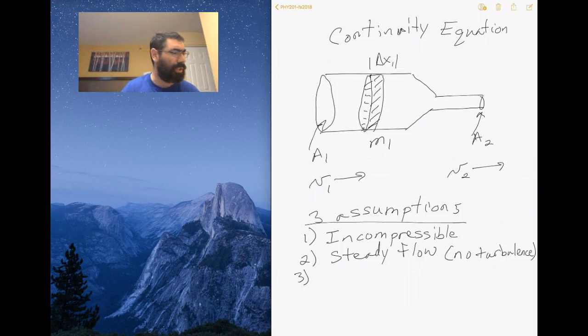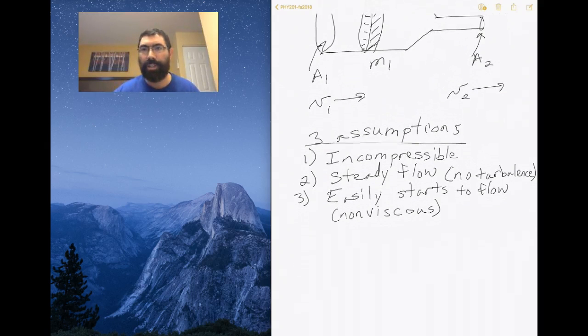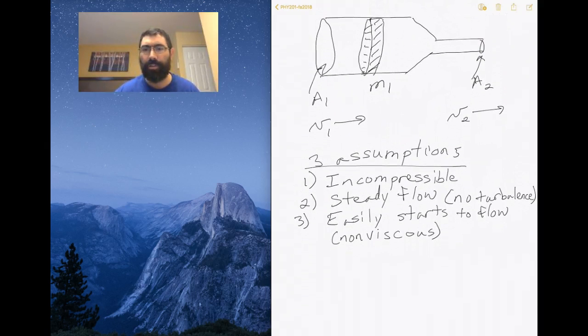And the last assumption is that it easily starts to flow, or what you would call non-viscous, in that it doesn't take an extra amount of pressure to get going, it'll just keep moving on its own.